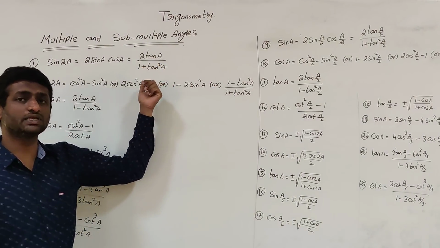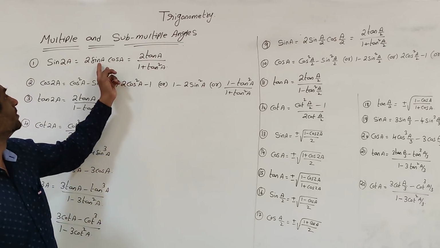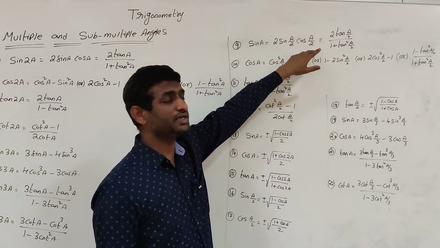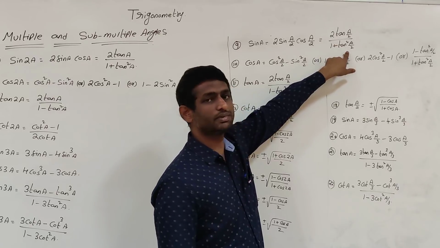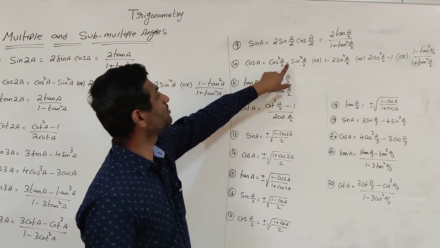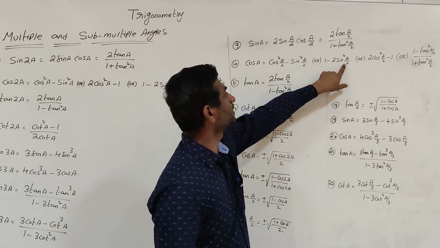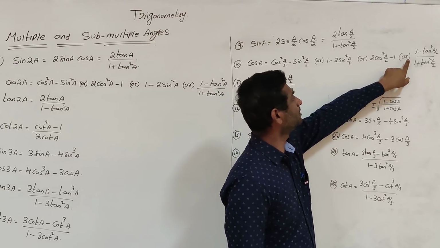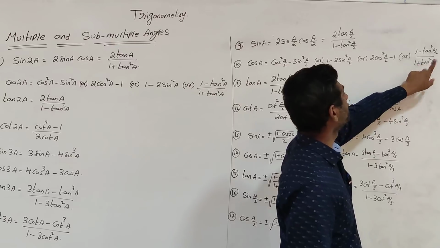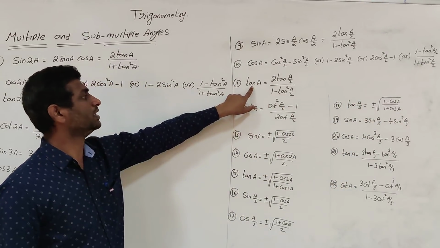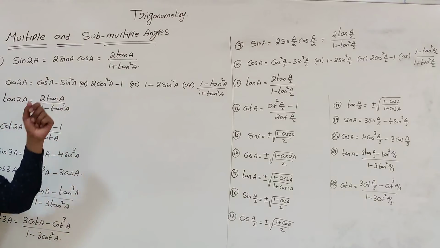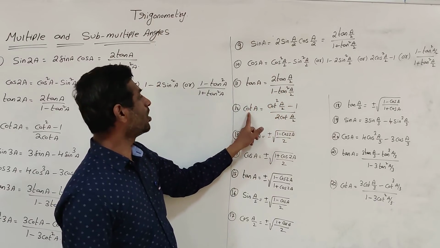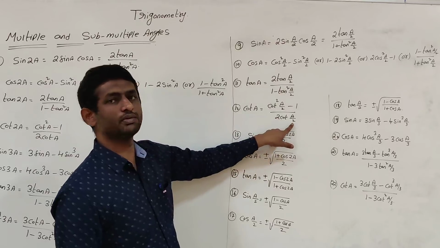If we replace A with A by 2, half of the angle, then sin A will be 2 sin A by 2 cos A by 2. In terms of tan it is 2 tan A by 2 by 1 plus tan square A by 2. Cos A is cos square A by 2 minus sin square A by 2, or 1 minus 2 sin square A by 2, or 2 cos square A by 2 minus 1, or 1 minus tan square A by 2 by 1 plus tan square A by 2. Next, tan A. In tan 2A, replace A with A by 2. Tan A will be 2 tan of A by 2 by 1 minus tan square A by 2. Cot A is cot square A by 2 minus 1 by 2 cot A by 2.